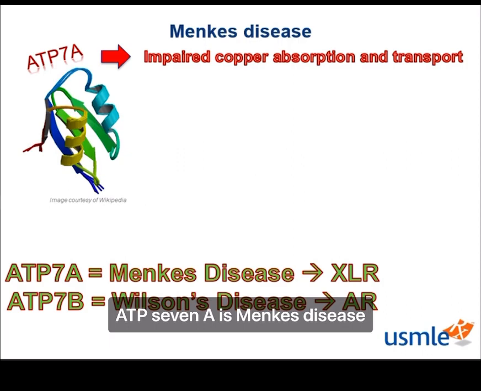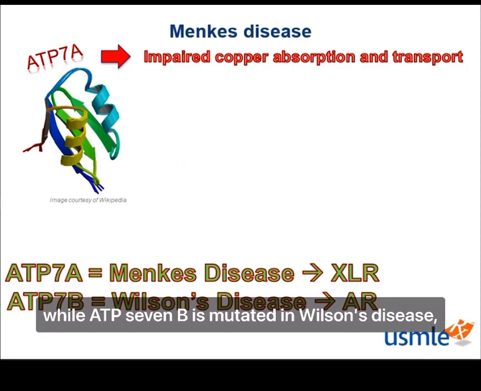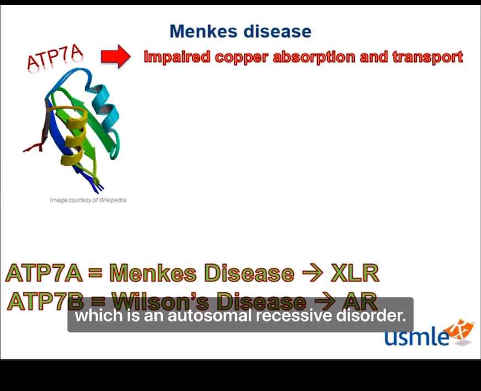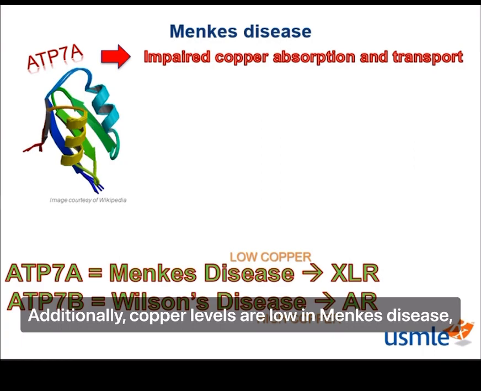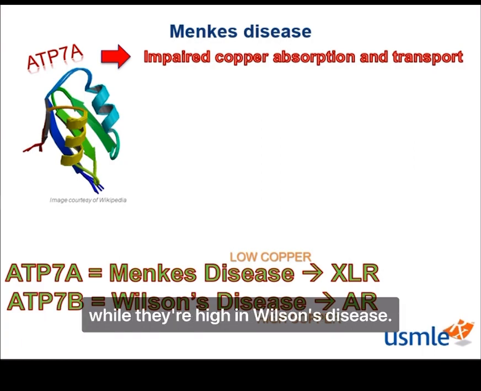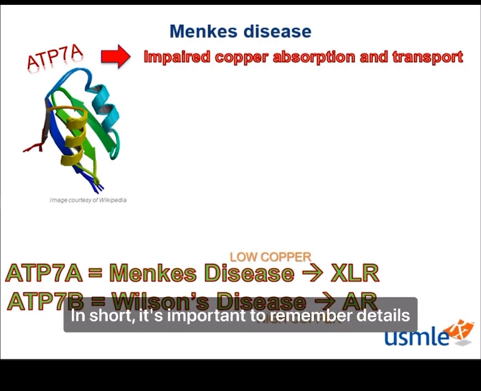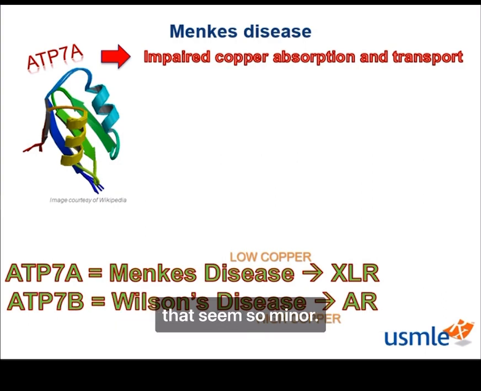ATP7A is Menkes disease and is an X-linked recessive disorder, while ATP7B is mutated in Wilson's disease, which is an autosomal recessive disorder. Additionally, copper levels are low in Menkes disease while they are high in Wilson's disease. In short, it's important to remember details that seem so minor. Okay, so back to Menkes disease.